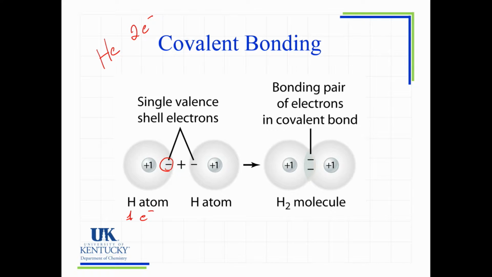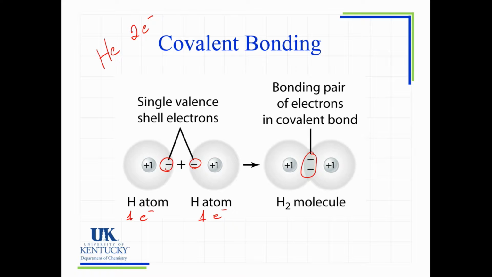It's its closest noble gas. It only wants 2. So over here is a hydrogen atom, and it only has 1 valence electron. Okay, and he's not happy. But if those 2 guys could get close enough together to where they both felt like those 2 electrons were theirs, then suddenly the hydrogen would be happy.